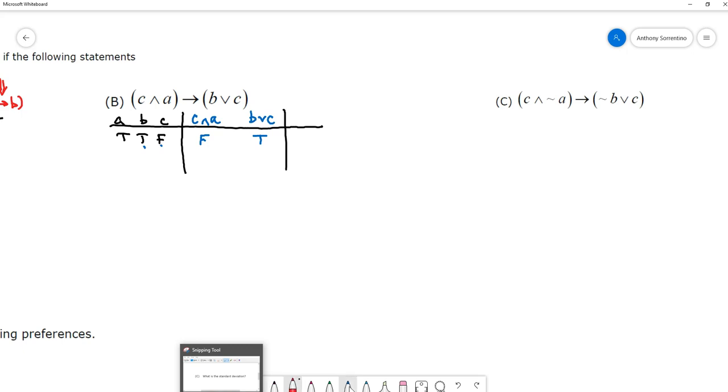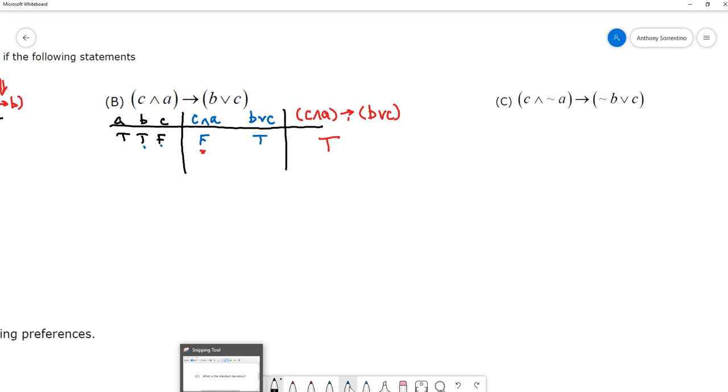Now I want the overall statement. If C and A are true, then B or C is true. So I'm looking at these two columns here. Again, for a conditional statement to be true, either the left-hand side has to be true and the right-hand side has to be true at the same time, or the left-hand side just has to be false. And the second condition is what I have. This is a false, so this is automatically true by default.